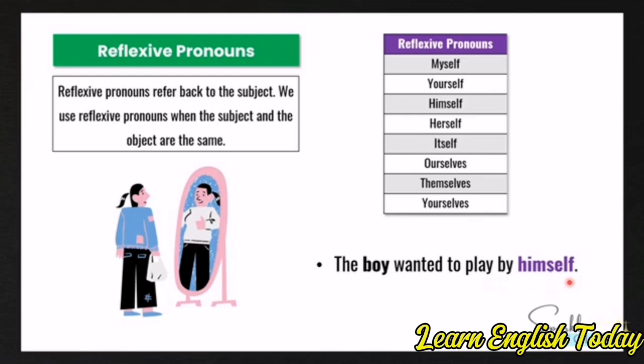If we said the boy wanted to play by him, that could mean a boy wanted to play beside another boy. But in this case, the boy wants to play alone, so we use a reflexive pronoun. I saw myself in the mirror. Again, the subject and the object are the same, so we have to use a reflexive pronoun.